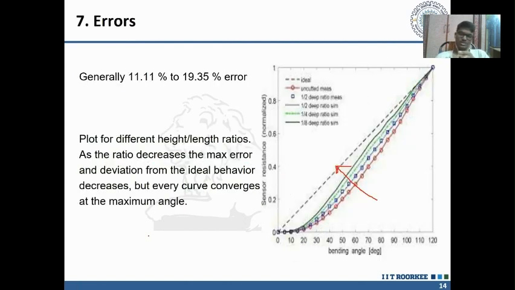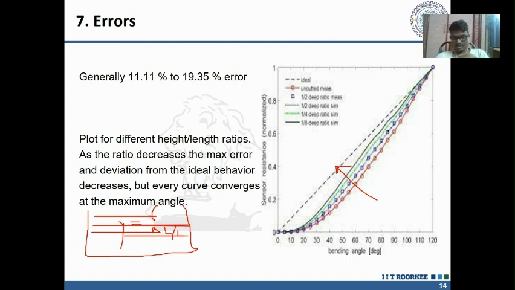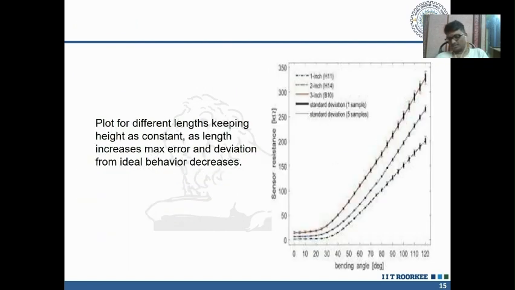The error here is due to the elastic property, which is Young's modulus equal to stress by strain, that is, force by area times delta L by L. As the change in length increases, after a certain limit it doesn't follow this Young's modulus elastic property. So there will be some errors.